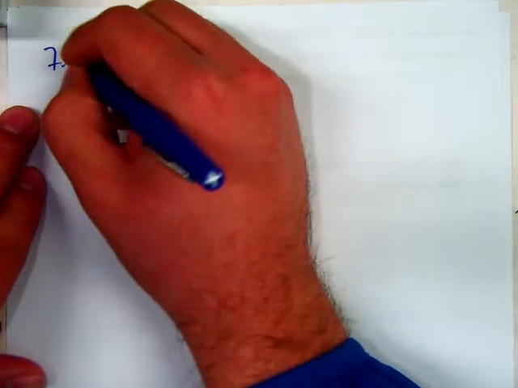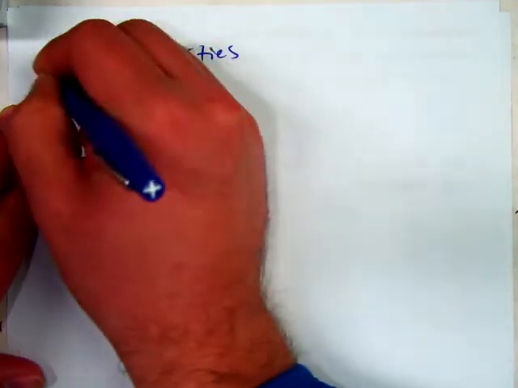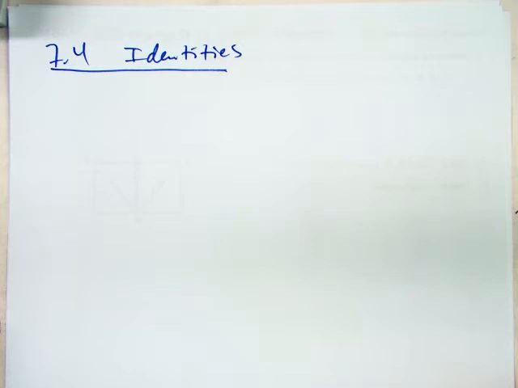All right, so the last part of 7.4 is actually a very big skill that you're going to need to know how to do in this chapter and the following chapter and the following chapter. How to prove identities, okay?